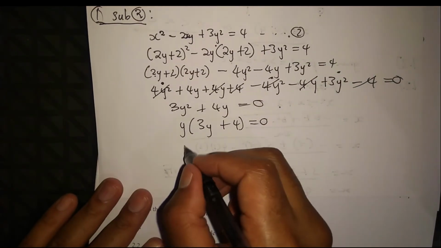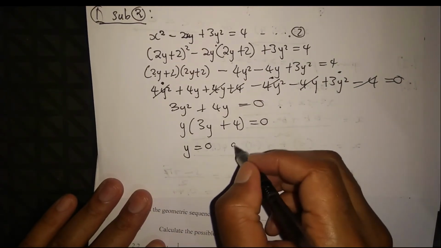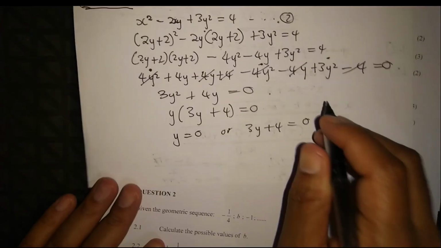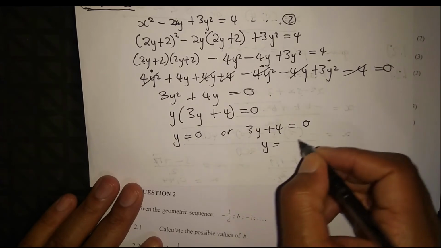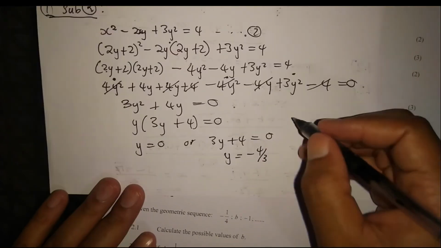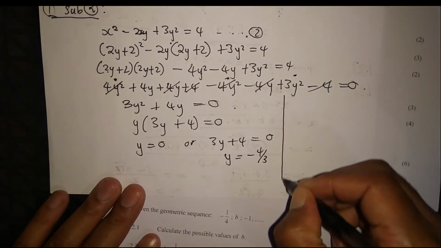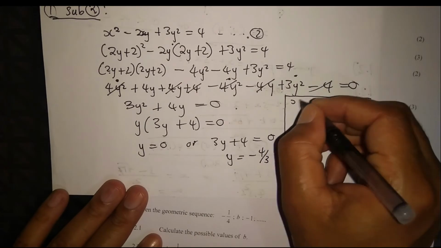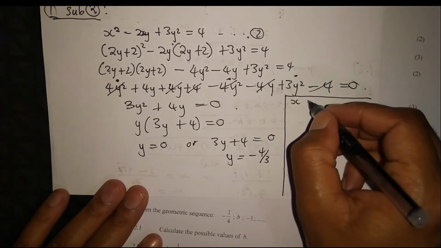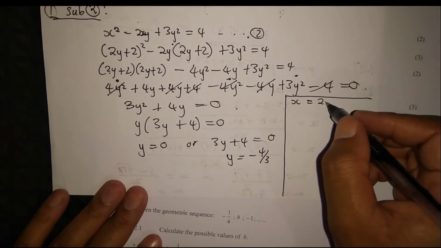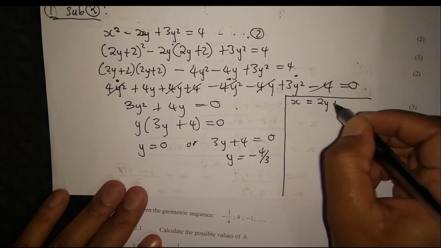So therefore y is equal to 0, or 3y plus 4 is equal to 0. So y is equal to minus 4 over 3. Right? And then the values of x now again. So I substitute into equation 1. So the values of x you find by substituting y into equation 1 plus 2.